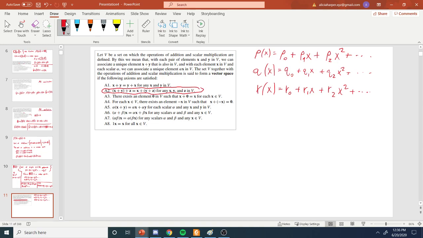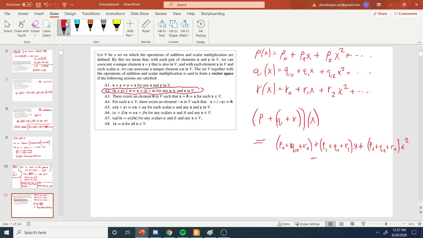Now, if we evaluate p plus q plus r of x, you can check by calculation that the thing you get is p naught plus q naught plus r naught, and then plus p1 plus q1 plus r1 times x, and then plus p2 plus q2 plus r2 times x squared, and so on.